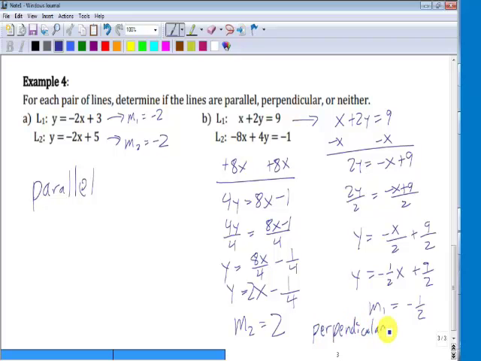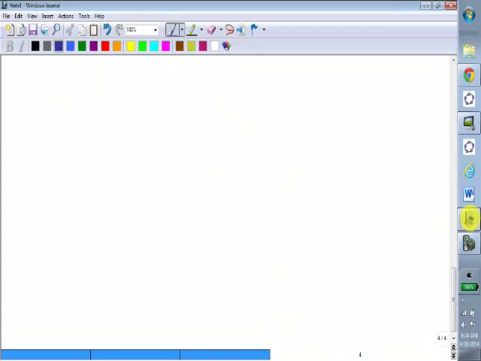It might be useful to sketch their graphs, but I think you can visualize what we mean by two lines being perpendicular. They intersect at a 90-degree angle, forming actually four 90-degree angles at the point of intersection.